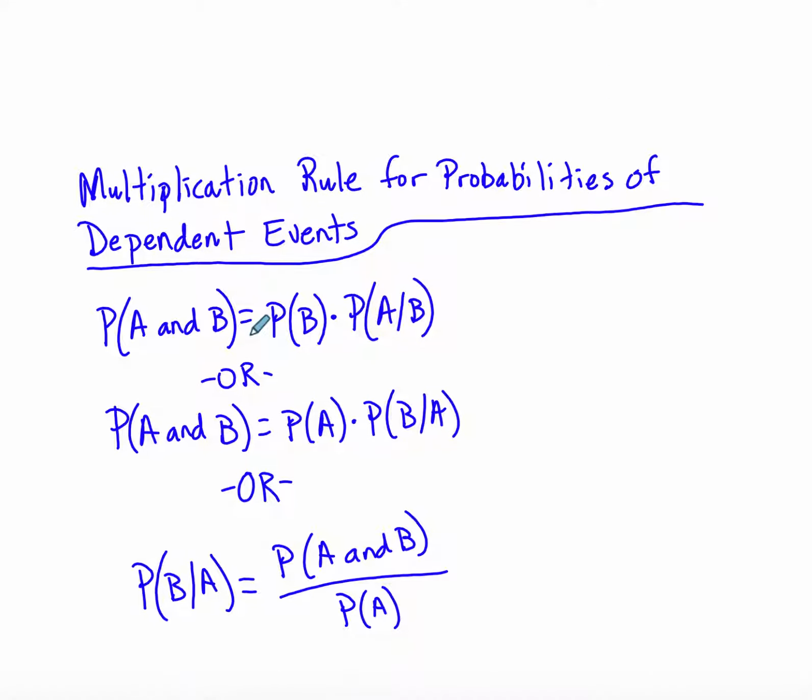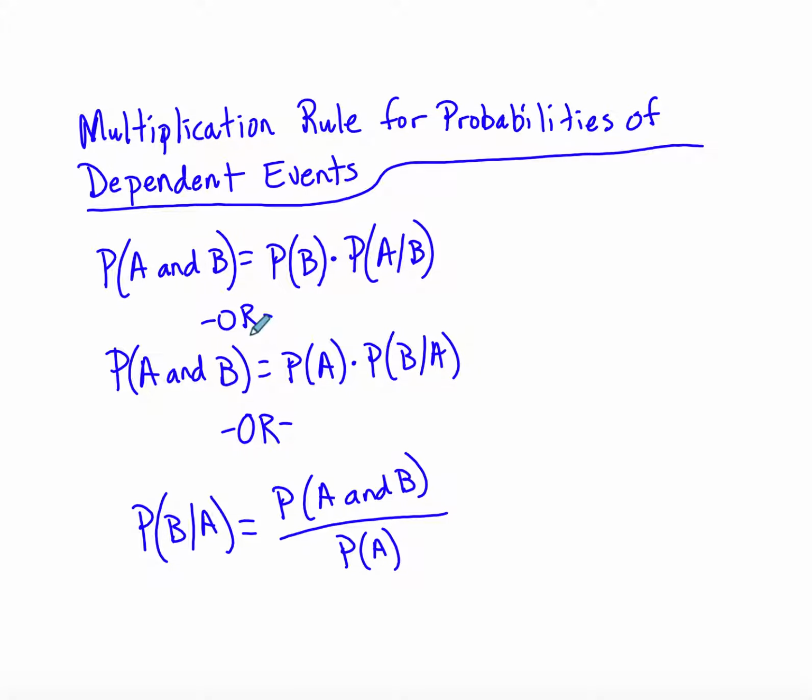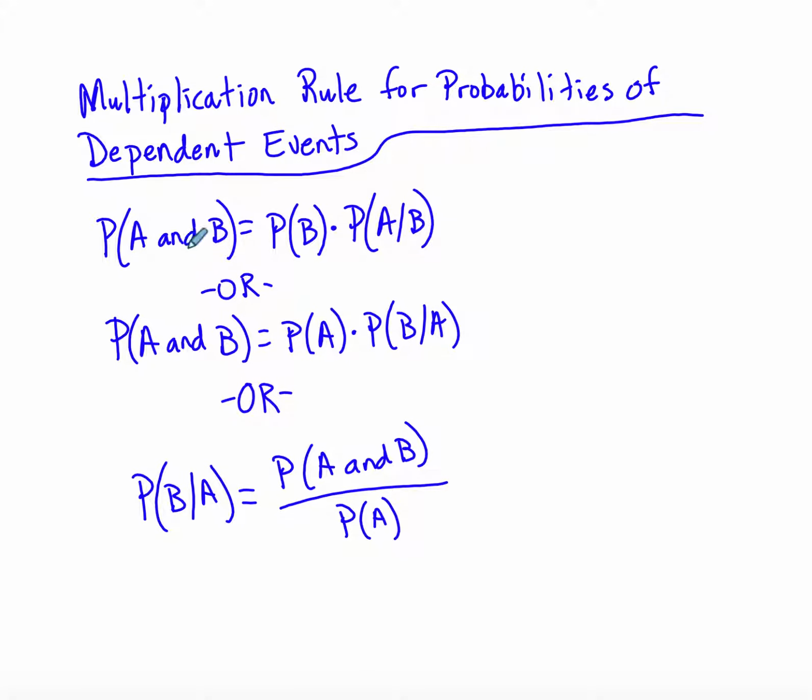So this actually gives us what's called the multiplication rule for probability of dependent events. The probability of A and B is the probability of A times the probability of B given A. Or you can think of it as the probability of A and B is the probability of B times the probability of A given B, because the order doesn't matter. So as long as this here and that there are exactly the same, you're good. So if you've got B here, then B there. If you put A here, then it's A here.